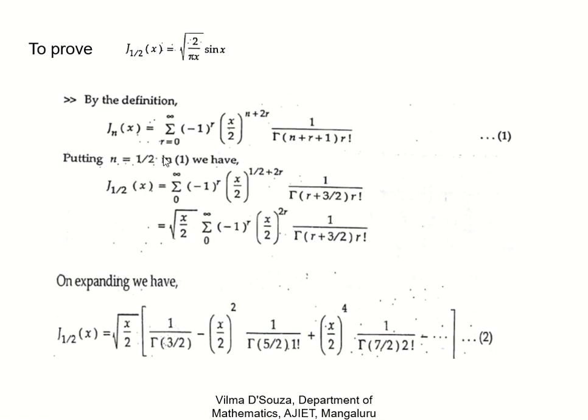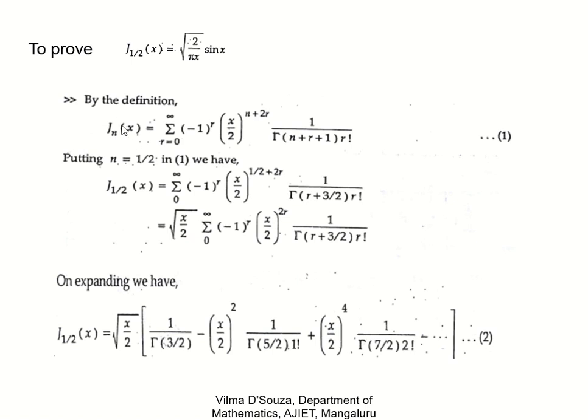Then we shall move on to J half of x. How do you prove J half of x? By using the definition of Jn of x. Now you have Jn of x as summation r equal to 0 to infinity minus 1 power r x by 2 to the power n plus 2r into 1 by gamma n plus r plus 1 into r factorial. This is what we have proved just now, Jn of x. So to get J half of x, you put n is equal to half and simplify, right?